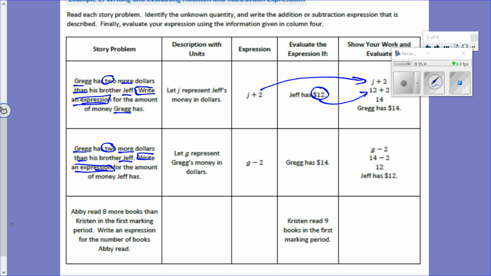Again, they've now given me, Greg has $14, so I rewrite my expression. I can now substitute my $14 in for what he has, and now I know Jeff has $12. Again, I can go back, and I can say Greg has $14. Is that 2 more than 12? Is 14 2 more than 12? Yes. If I say yes, then I solved it correctly. Does that make sense? Questions?